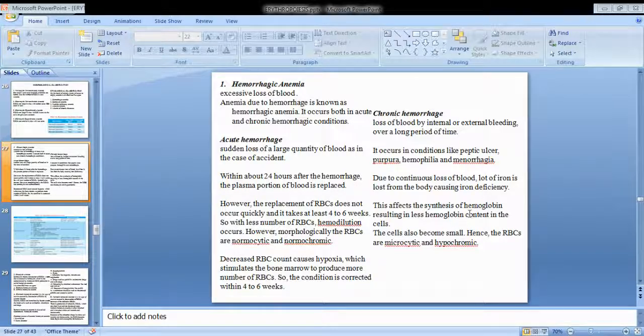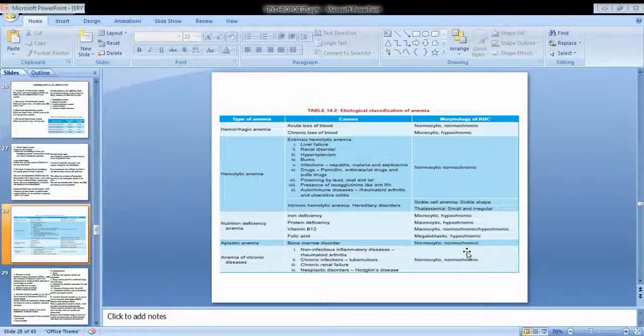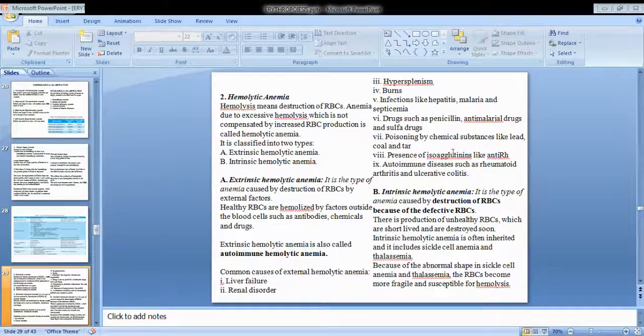So this affects the synthesis. Without iron, hemoglobin cannot be synthesized properly. So the RBC becomes microcytic, small in size, and hypochromic. Hemoglobin content also will be less. So this is a table showing the different types: hemorrhagic anemia, hemolytic anemia, nutrition deficiency, aplastic anemia, and the anemia of chronic diseases. The causes and the morphology are shown here.